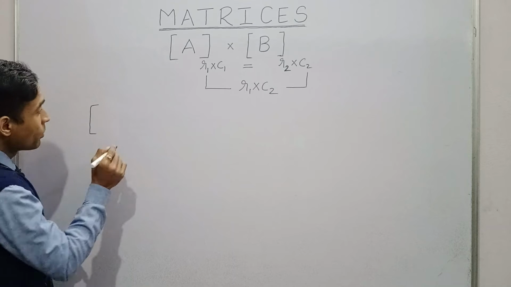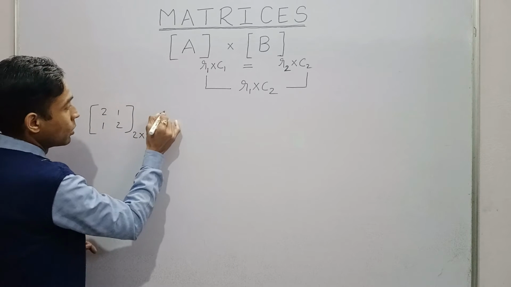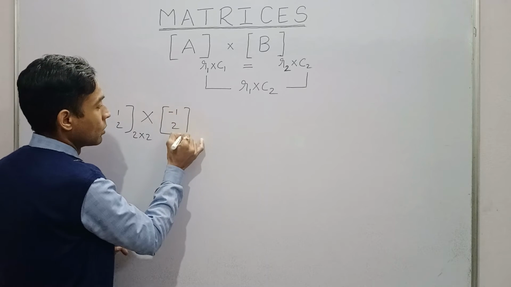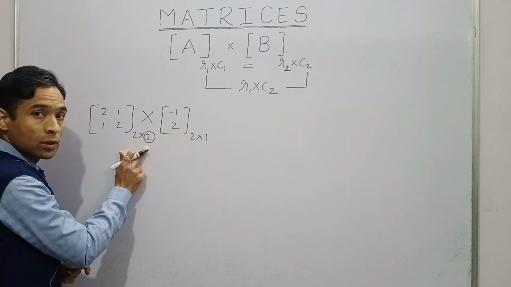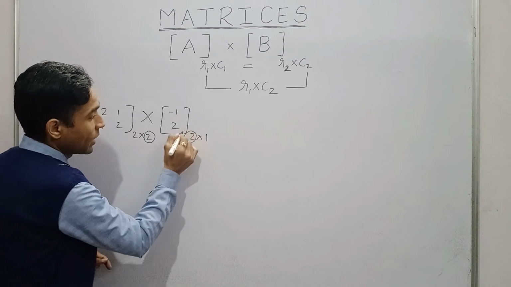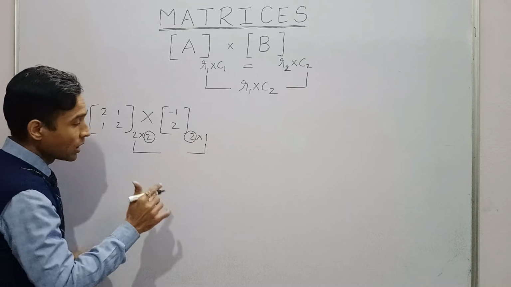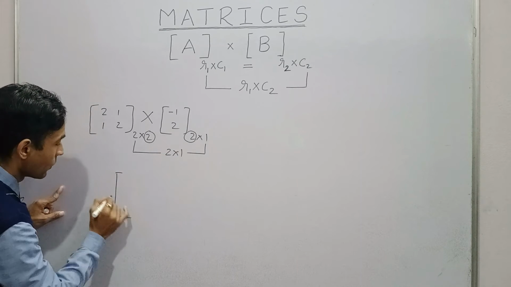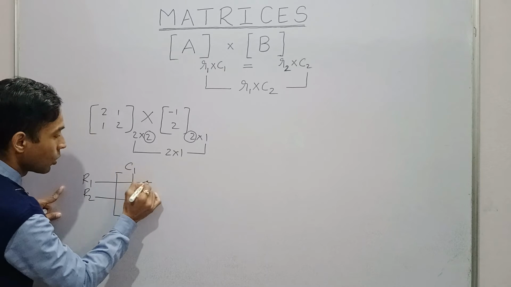I am picking up two matrices, one of order 2 by 2 and another of order 2 by 1. Now you can see that column of the first is same as the row of the second, therefore they are multiplicative, and the order of the resulting matrix will be 2 by 1. Now here 2 by 1 means 2 rows and 1 column.